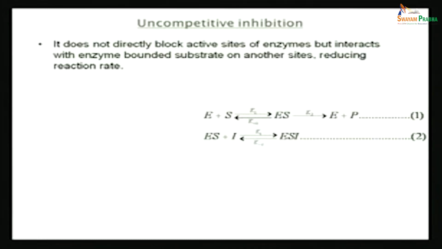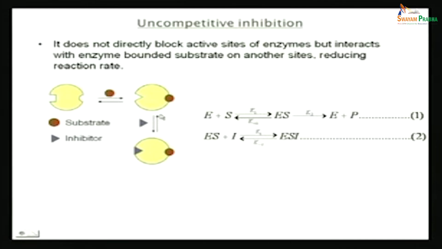In this case, it's not competing with the active site, but it is going and binding to the enzyme substrate complex, forming some other compound ESI, which is not leading to products. So essentially, it's not blocking the active site itself, but it's generating some other complex which does not lead to product formation.